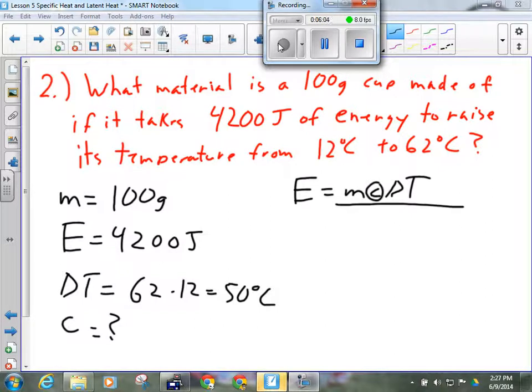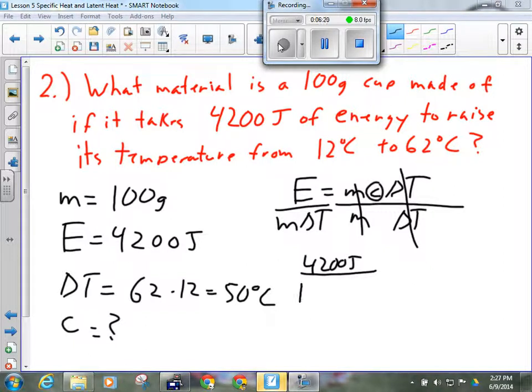Right, I divide everything else except for C. I want to leave C here. So I divide both sides by M, and divide both sides by delta T. Okay, and I've got E over M delta T equals the specific heat capacity. Now I can plug in my numbers: 4,200 joules divided by 100 times 50.